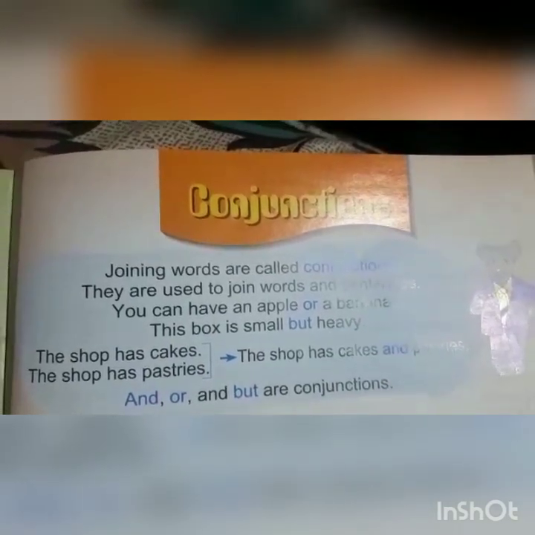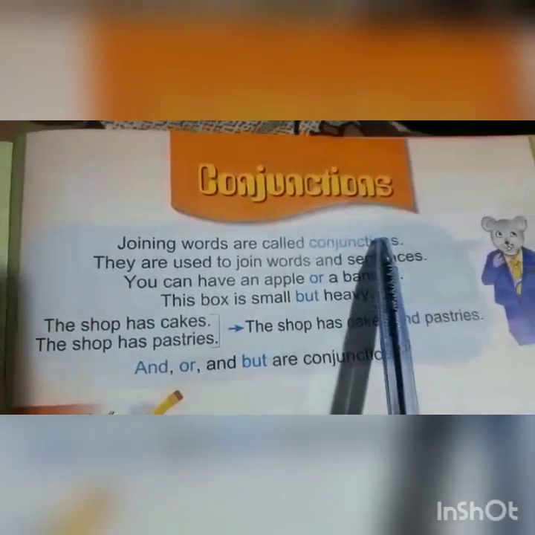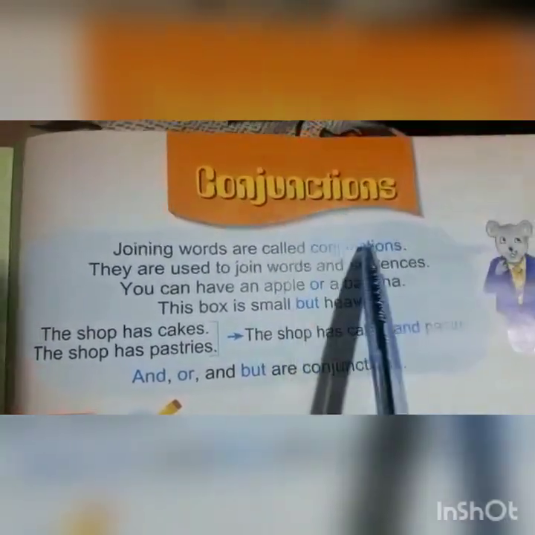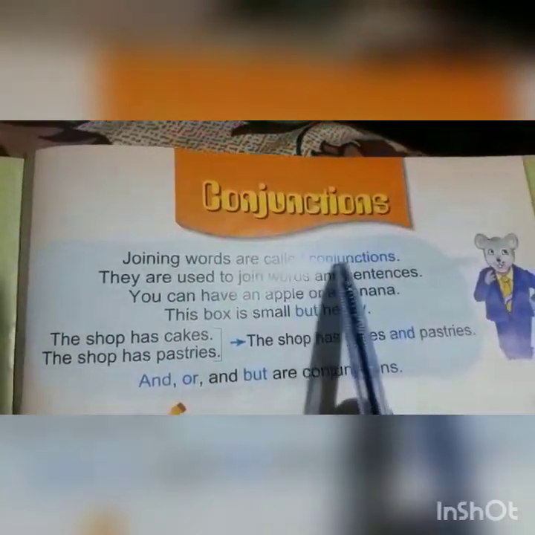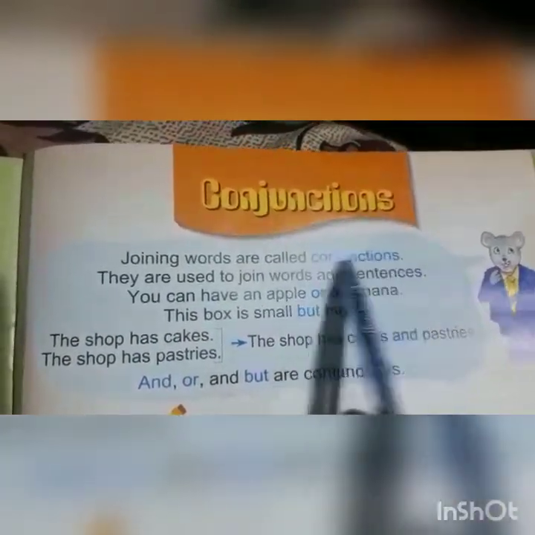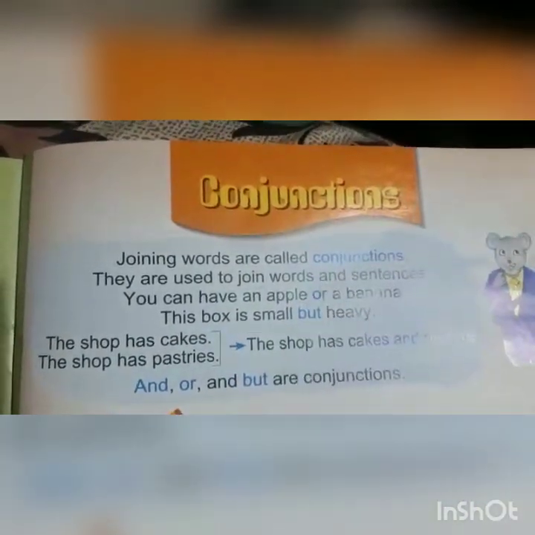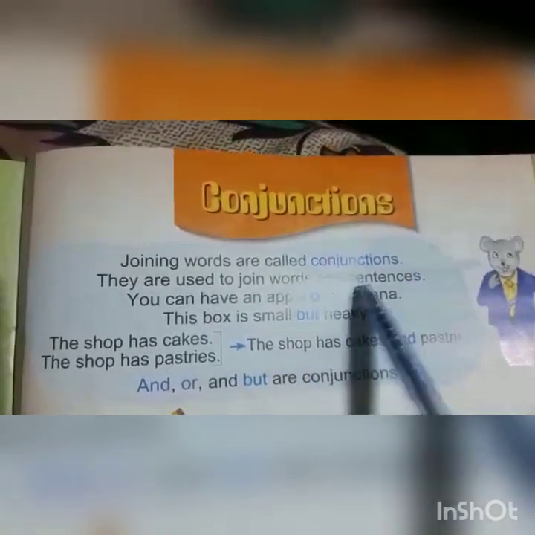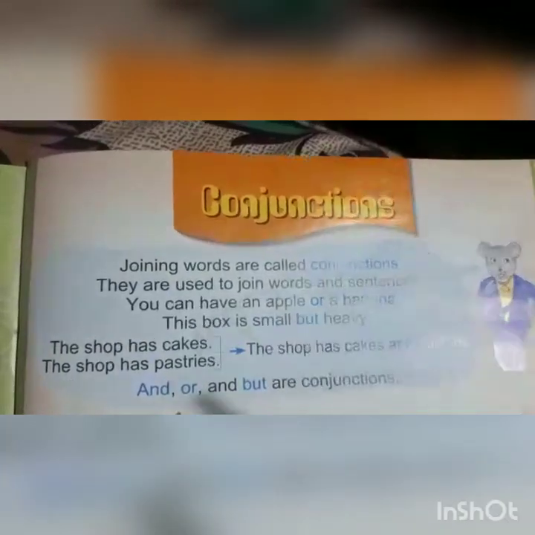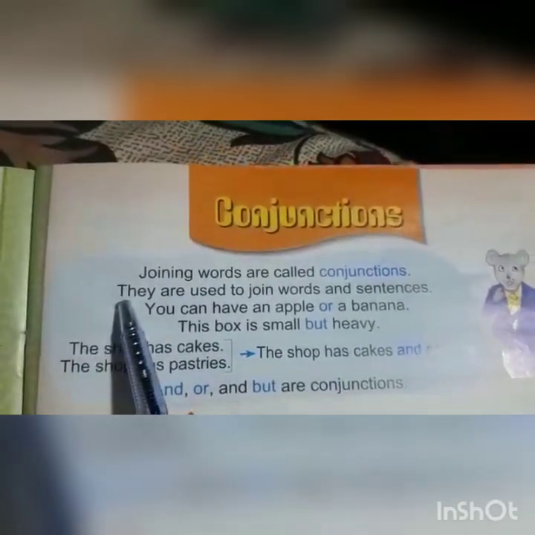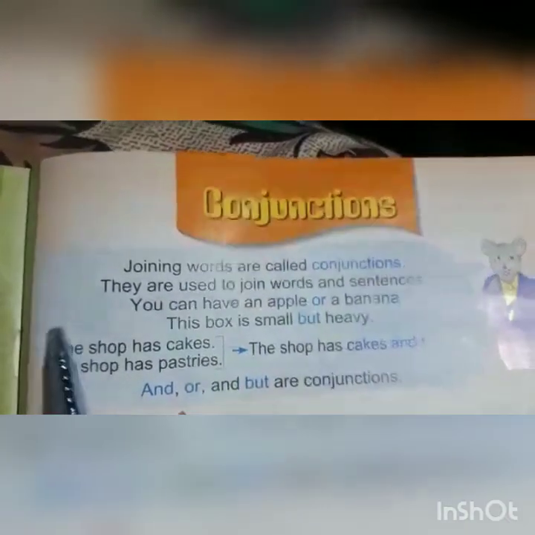We can get into the detail. Your book says joining words are called conjunctions. Junction is something that joins two things together. Literally, a conjunction or junction is the place or the point where two points meet with each other. This is the literal meaning of the word junction. So here they are used to join words and sentences.